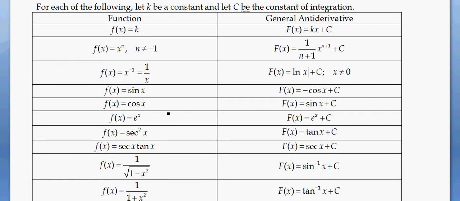Okay, so now that we've talked about basic antiderivatives, the idea is that we understand that when we take the derivatives of antiderivatives, we get back to the original function. Here we have a collection of some common antiderivatives.